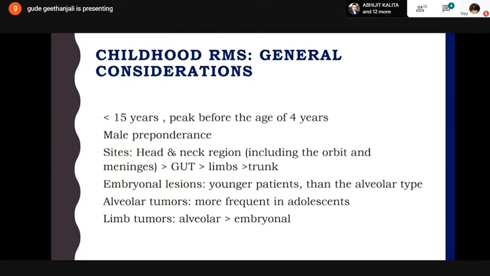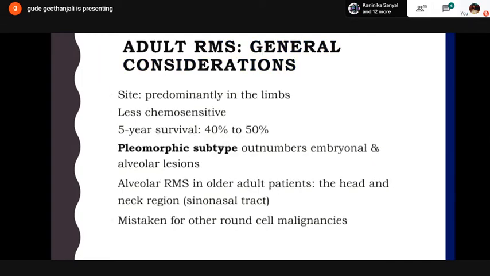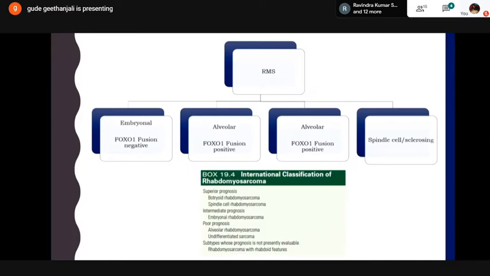And pleomorphic type of rhabdomyosarcomas is common in adults. And in extremities, we see more of alveolar rhabdomyosarcoma than embryonal rhabdomyosarcoma. In adults, the predominant site is extremities or limbs. They are less chemosensitive when compared to the childhood rhabdomyosarcomas. And pleomorphic subtype is the most common and outnumbers embryonal and alveolar. And alveolar RMS in older patients is also common in the head and neck region. And this alveolar RMS can be mistaken for other round cell malignancies.